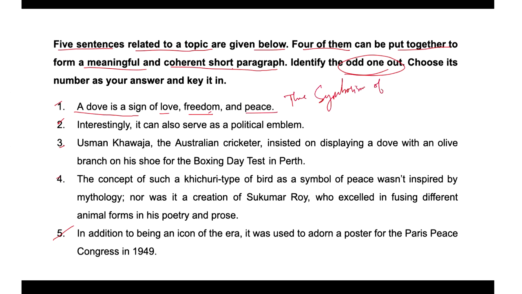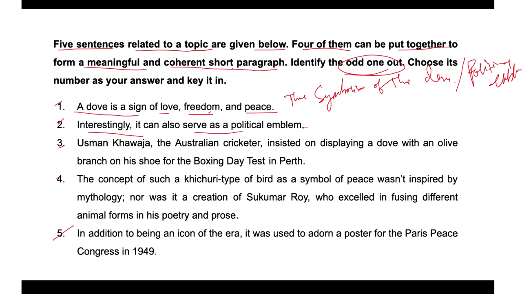Second, interestingly, it can also serve as a political emblem, isn't it? So the sentence adds to the topic by introducing another aspect of the dove's symbolism. This can be grouped with one, because it is referring to what?